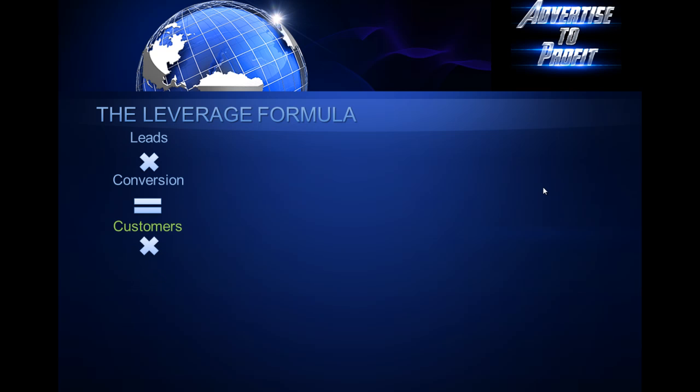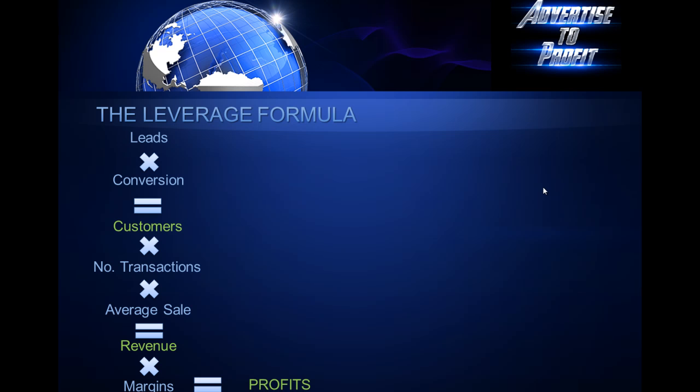And then you take your customers and times that by the number of transactions. So let's say a customer buys from you twice a year. That's your average number of transactions. You want to times that by the average sale, and that's going to also give you an output, which is the amount of revenue, so the amount of income you've got coming into the business. Then you want to work out what your margins are. So take out all the expenses, that kind of stuff, and you can work out what your margins are. Times that by revenue, and that's going to give you the profits.